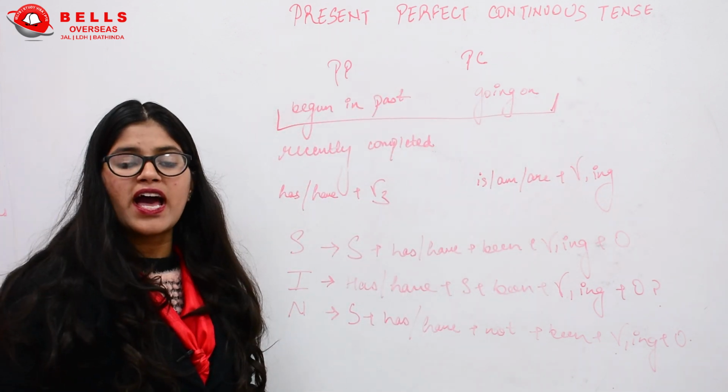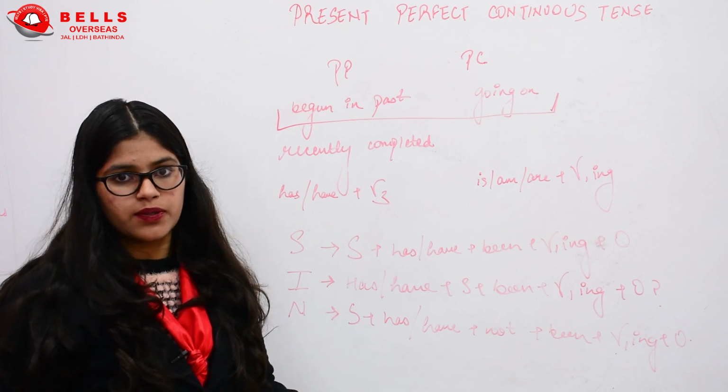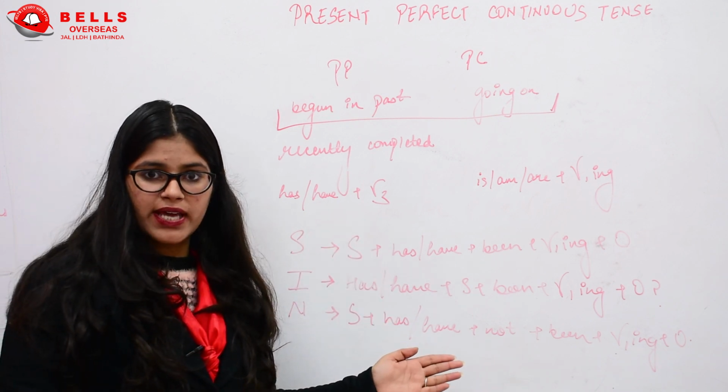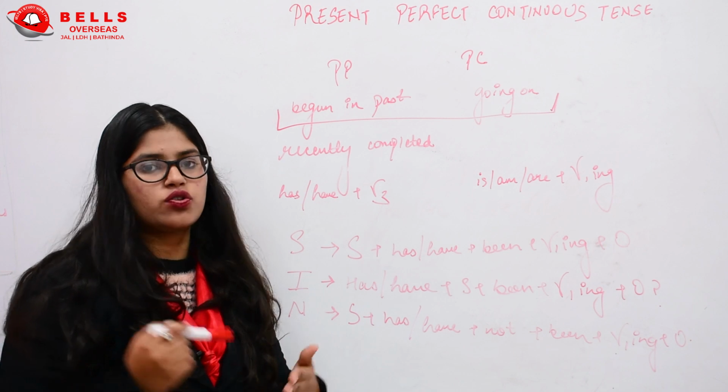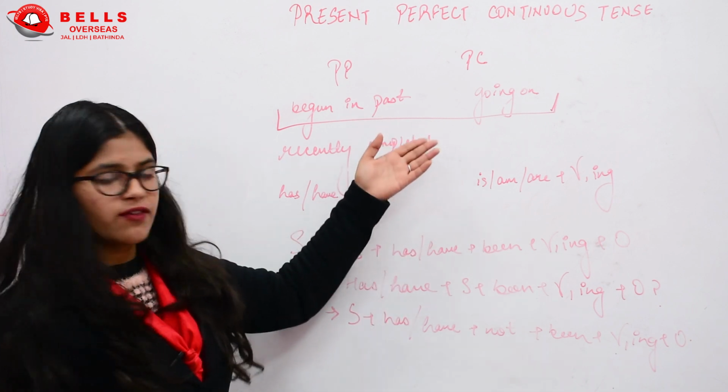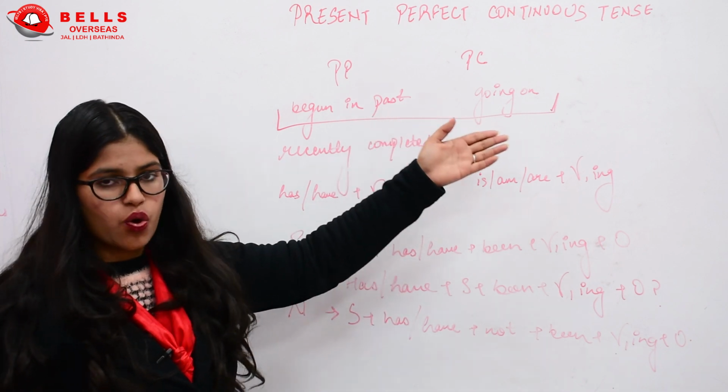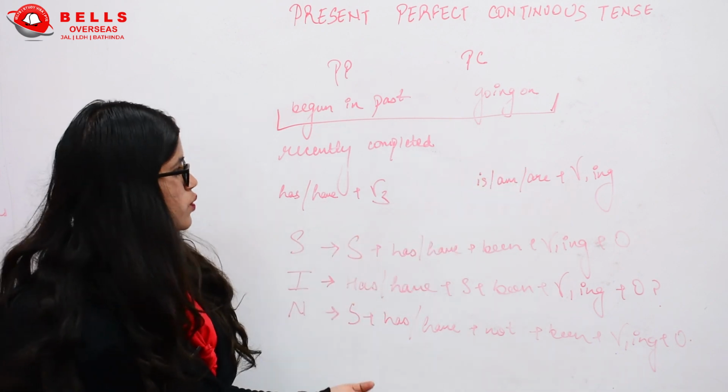For example, I have been teaching for 10 years. I started teaching before 10 years and I'm still teaching. I have not stopped teaching. That is where we use present perfect continuous tense. Now how to use it?